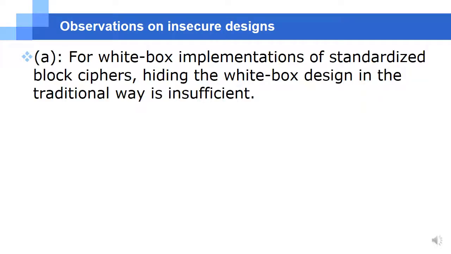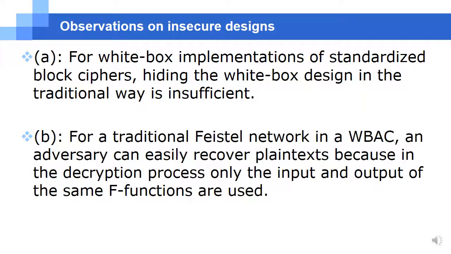Observation A. For white box implementations of standardized block ciphers, hiding the white box design in the traditional way is insufficient. Observation B. For a traditional physical network in a white box attack context, an adversary can easily recover plain texts because in the decryption process, only the input and output of the same F functions are used.